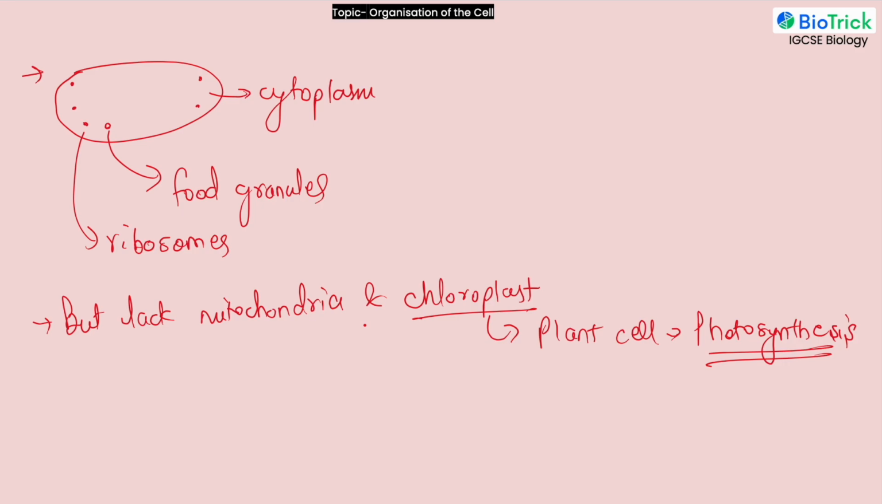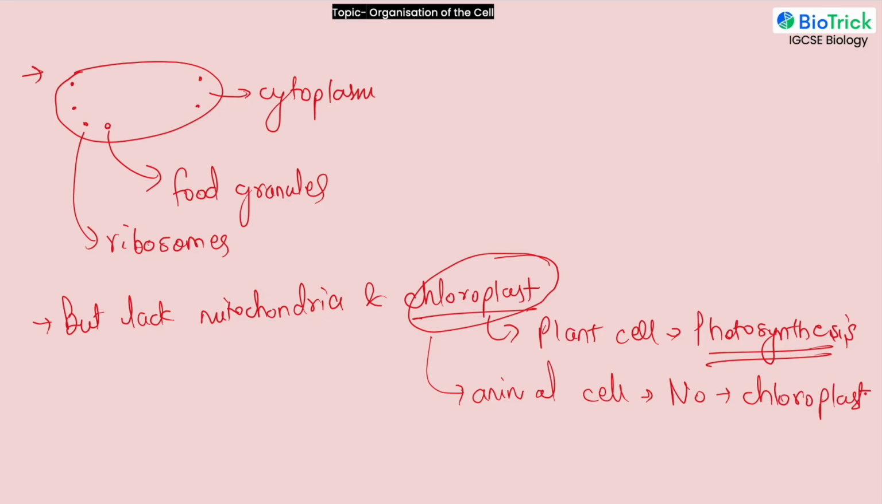Plants are able to do photosynthesis just because of the chloroplast. Do animal cells have chloroplast? No. Chloroplast is absent. That's why we are not able to do photosynthesis. Chloroplast is the primary or main cell structure responsible for photosynthesis.